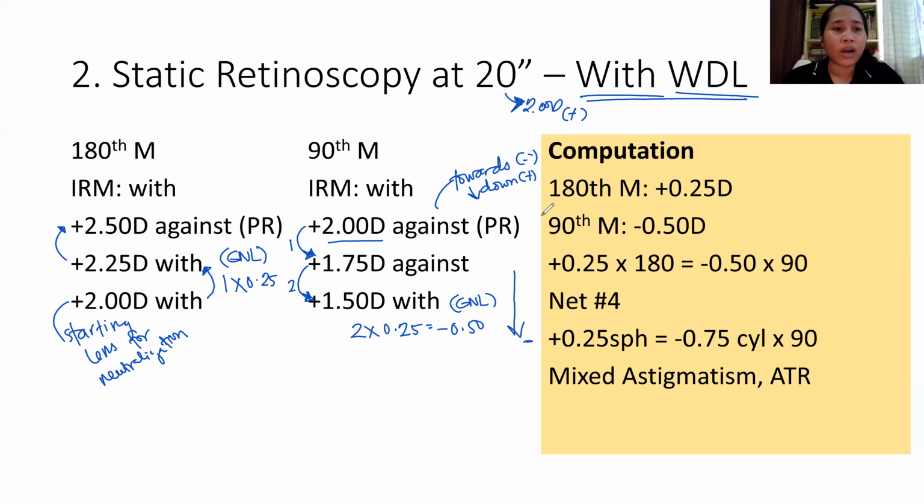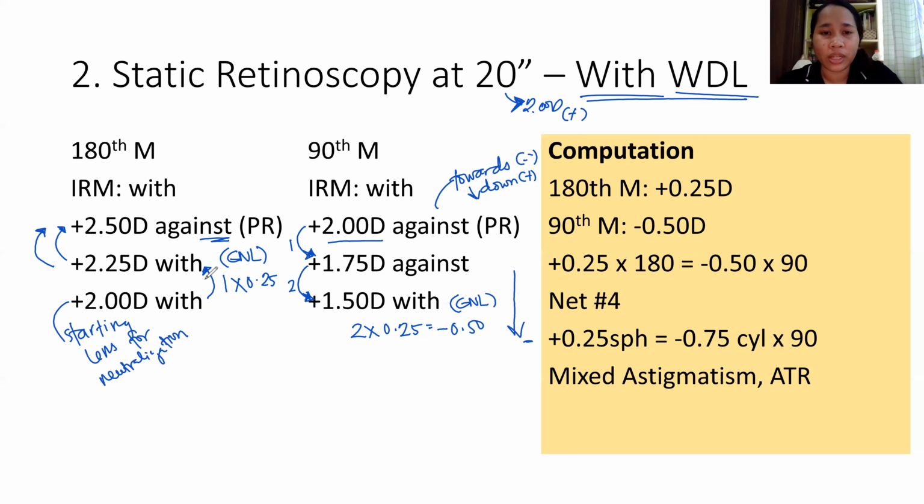Okay, question. How come in the 180th meridian, I did not include the PR in the counting? Because when you introduce the starting lens, the movement is still the same with the IRM. So you look for the GNL. You found the GNL one click higher. And you just want to make sure that that's the GNL. You made another one click higher and the movement is now against and it's PR. You don't include that in counting.